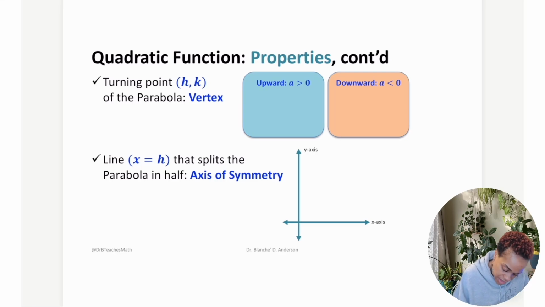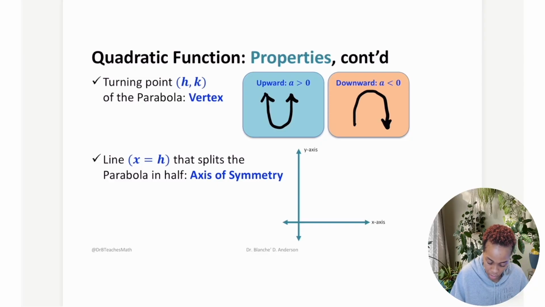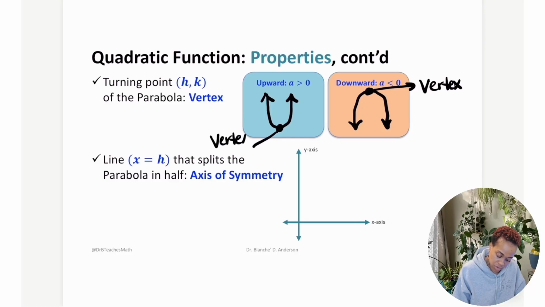So if the a is greater than 0, remember the parabola will open up, or if the a is less than 0, the parabola will open down. Now, that's important because you need to know the direction of the graph when you're trying to graph these. But this point here and this point here, this is called your vertex. It's where the graph turns around. Okay, I'm going to put vertex here.